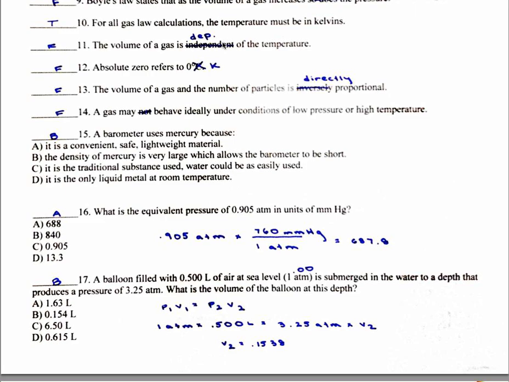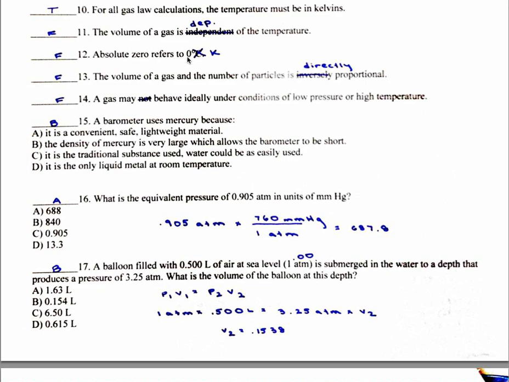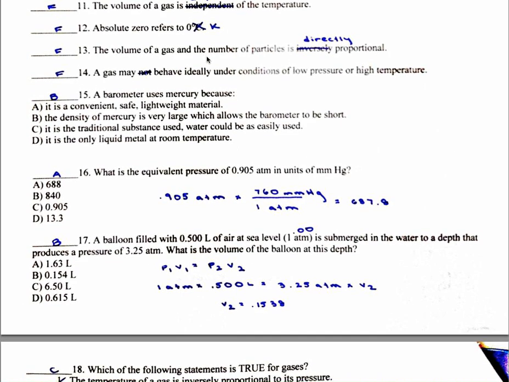Okay, that has to do with Charles' law, right? It's not independent. If you increase temperature, the volume of the gas is going to change. Absolute zero refers to zero Kelvin, not 0 degrees Celsius.